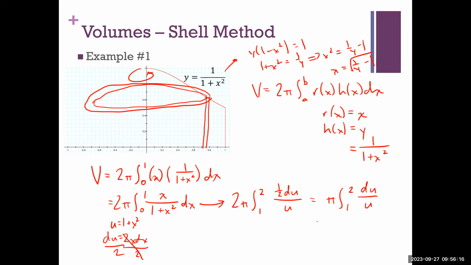All right, it's 9:55, so let's finish this off. What's the integral of du over u? Natural log of the absolute value of u. So I get pi times the natural log of 2 minus the natural log of 1, which is 0. So the final volume should be pi natural log of 2.